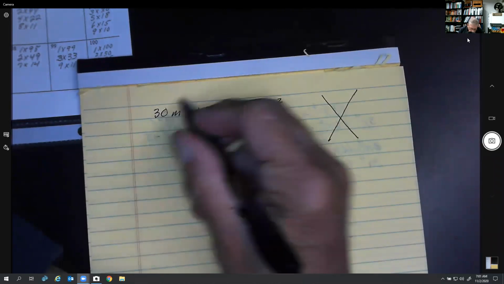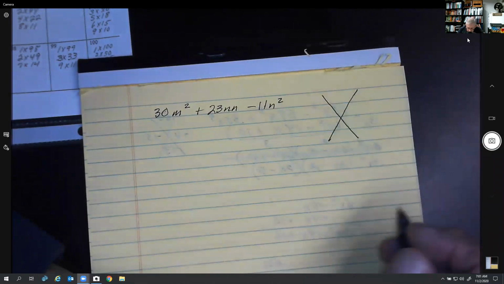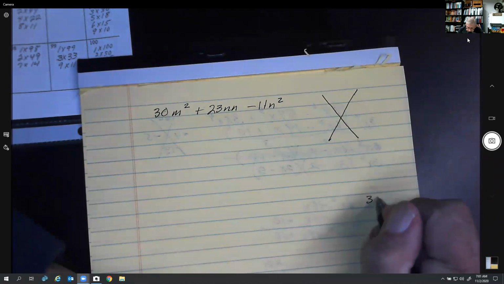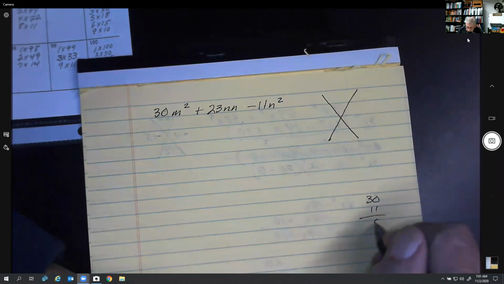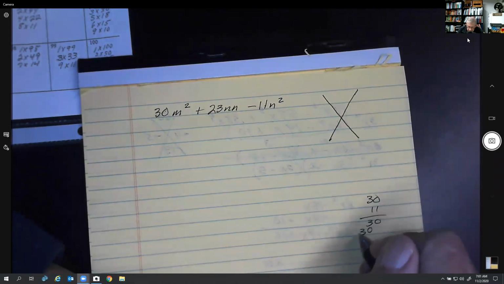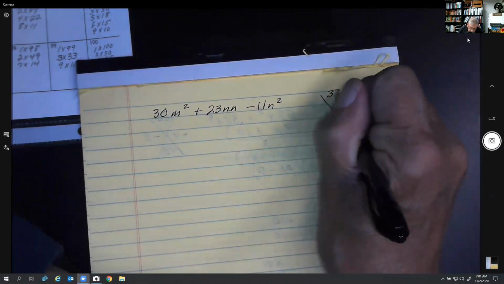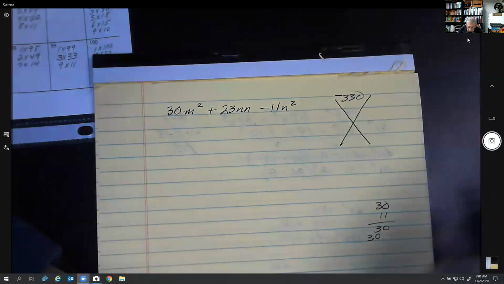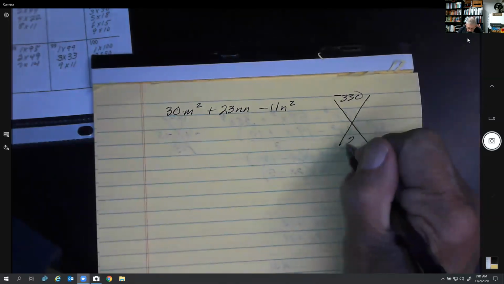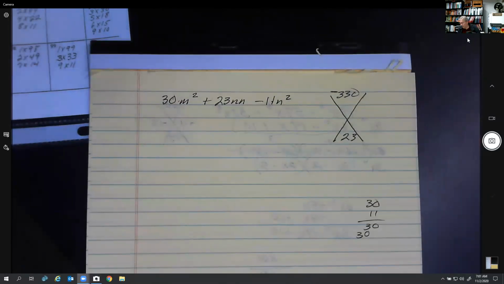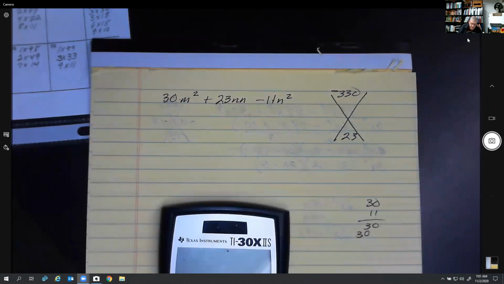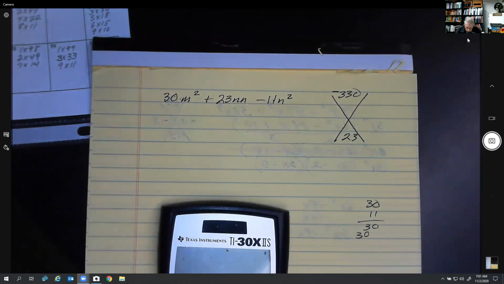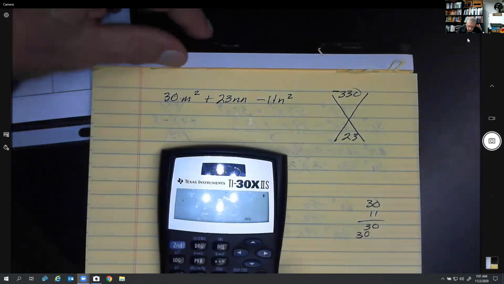So we're going to multiply 30 times 11 to start off with. That's 330. And it's going to be negative. It's 30 times a negative 11. And then this will be 23. So I'm going to whip out my calculator. Hopefully I have it handy here. Turn it on, clear it out.